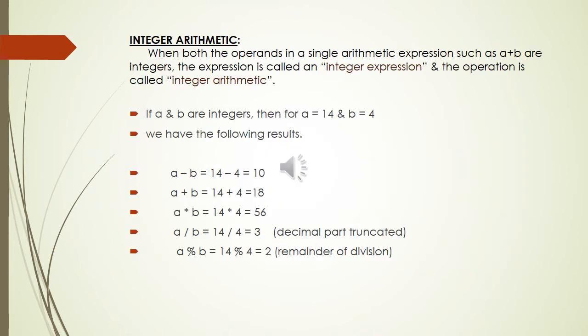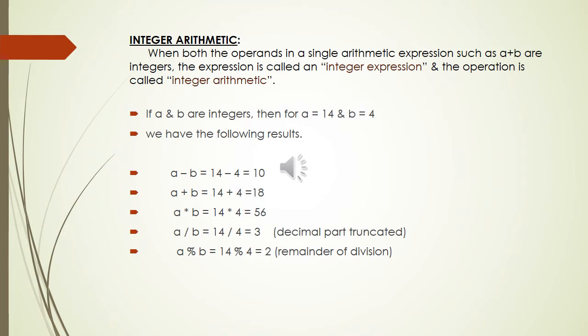Integer arithmetic. When both the operands in a single arithmetic expression such as a plus b are integers, the expression is called an integer expression, and the operation is called integer arithmetic.